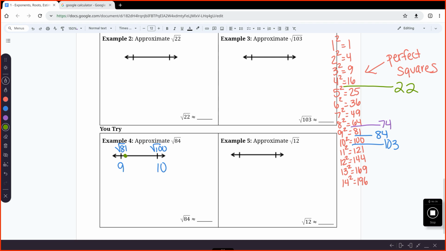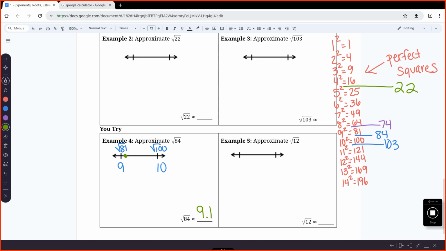All right, and that would be about 9.1 or 9.2. I wouldn't go past 9.3 as your approximation. That would be a little too far, because 84 is so much closer to 81 than it is to 100. All right, next we have approximate the square root of 12.